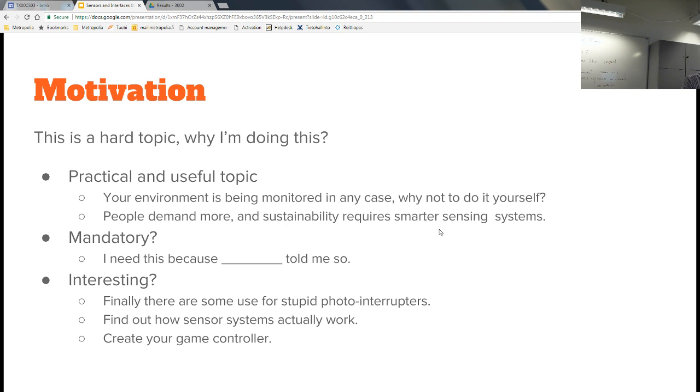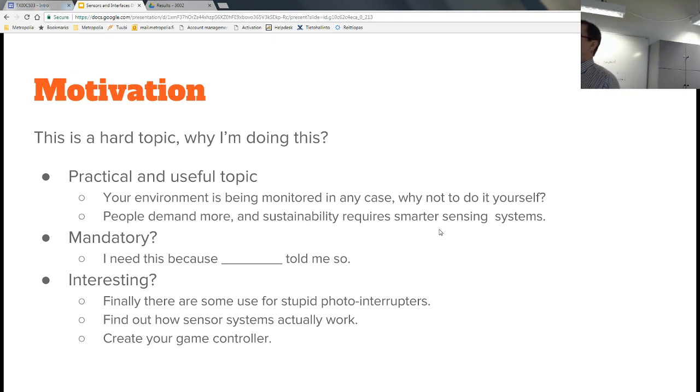Mandatory. You may need it. Well, not really. This is one of these optional courses. They will be part of your degree or the exchange studies. But anyway, it's mandatory nowadays. Living in peace. Interesting. Yes, that's the best motivation of all.